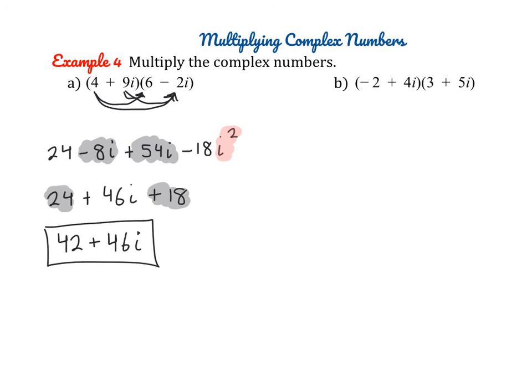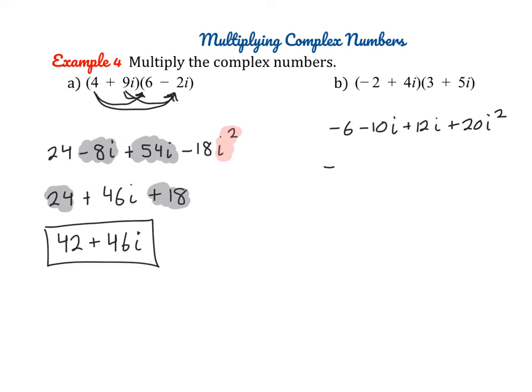All right, let's try one more together. Again, we're going to do our FOIL. So first we have -2 times 3, which is -6. Then we have -2 times 5i, which is -10i. 4i times 3 is 12i. And 4i times 5i would be 20i squared.